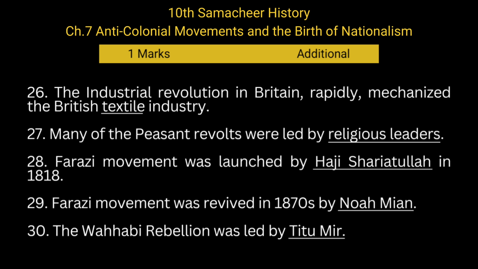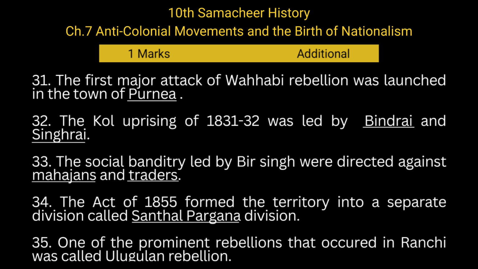Farasi movement was launched by Haji Shariatullah in 1818. Farasi movement was revived in the 1870s by Noah Mian. The Wahhabi rebellion was led by Titumir. The first major attack of the Wahhabi rebellion was launched in the town of Purnia.